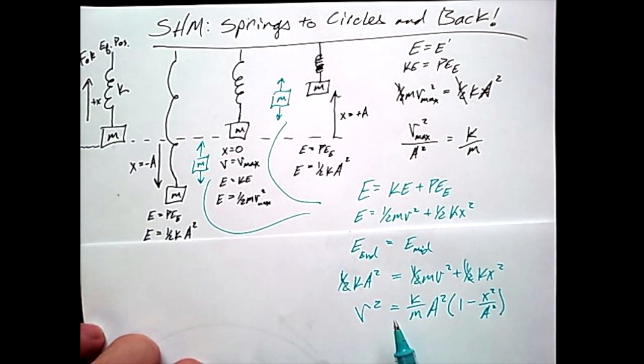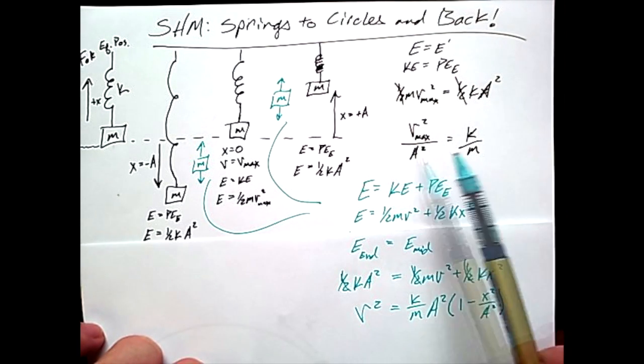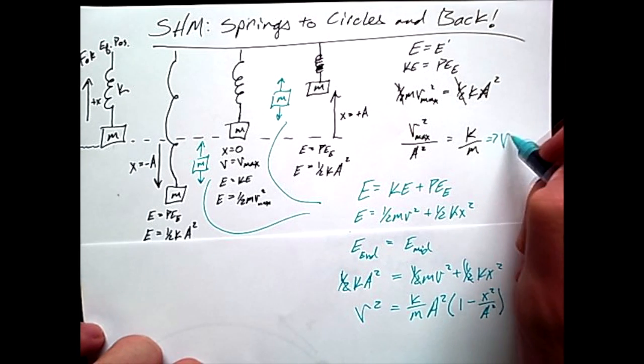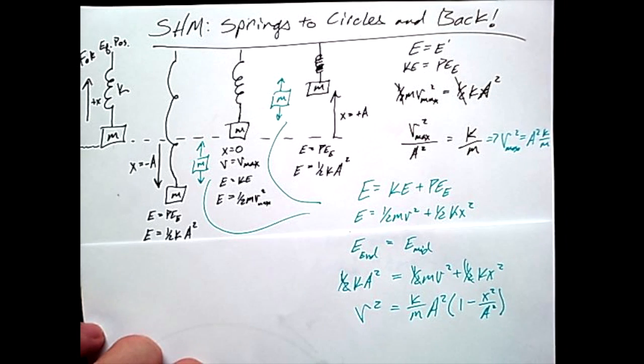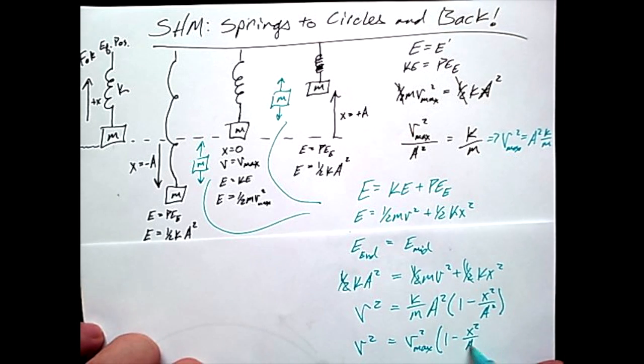But what that does allow us to do is, if we go back to where we compared the two extreme points, we know that v squared over a squared is k over m, which means that v maximum squared is equal to a squared times k over m. And k over m times a squared is this leading term in the equation we've just calculated. In other words, we can say that the velocity squared is equal to the velocity maximum squared times this quantity 1 minus x squared over a squared.